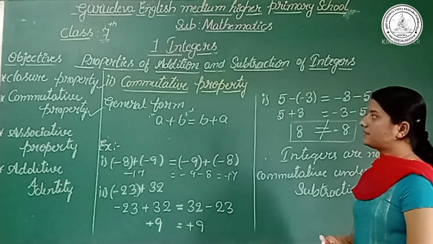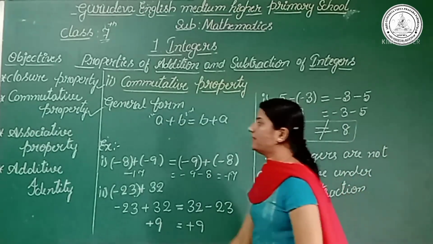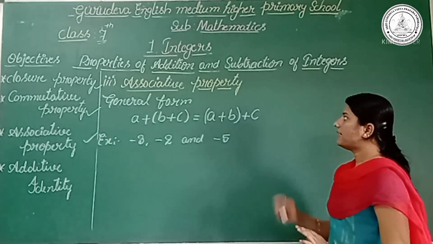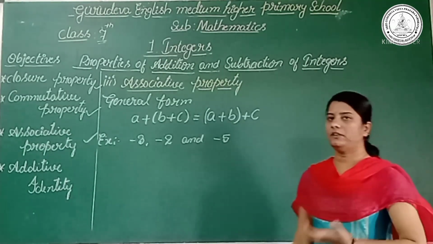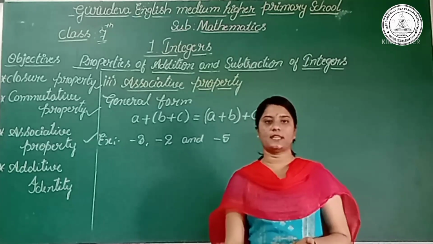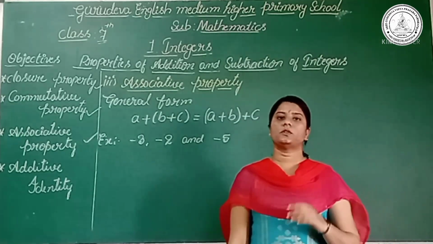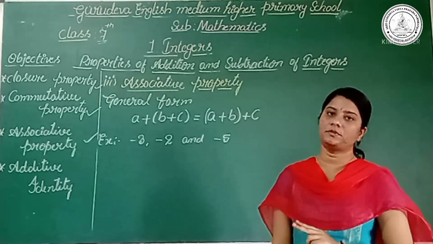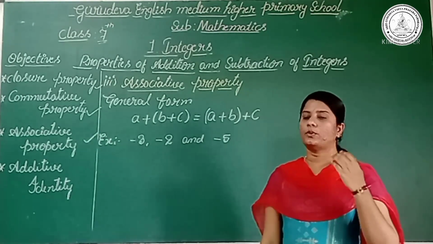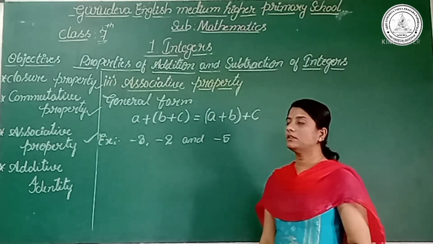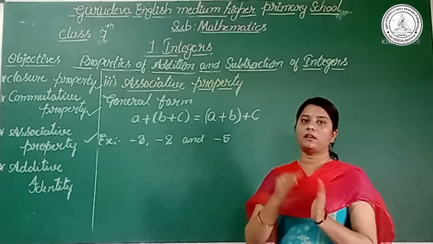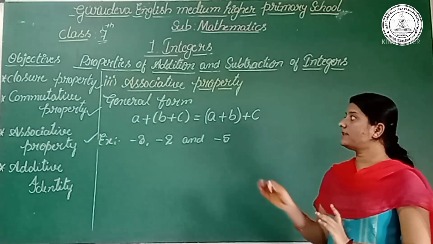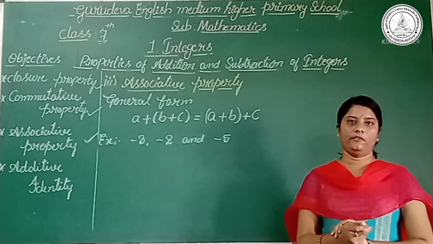Clear? Yes. Then let's go to the third property, that is associative property. In the previous class we have learned the associative property of whole numbers. The three whole numbers we add by making two different groups, and we get the same sum. In the same way, if we add three integers by making two different groups, we will get the same sum. So this is the associative property of addition.